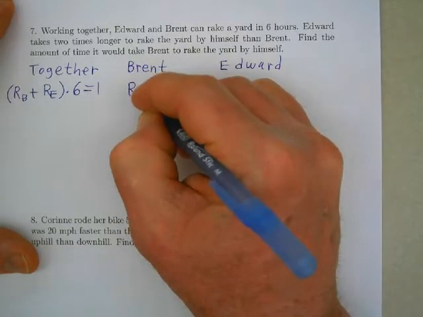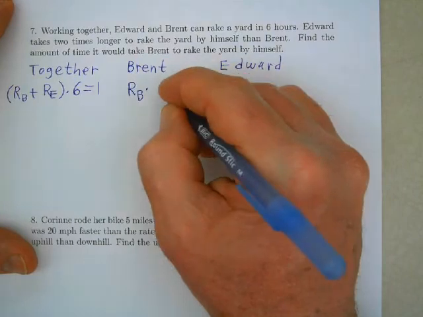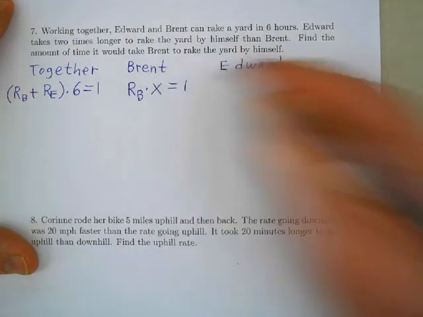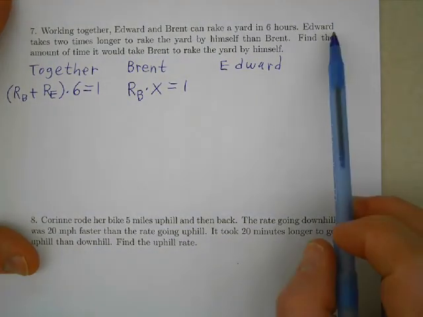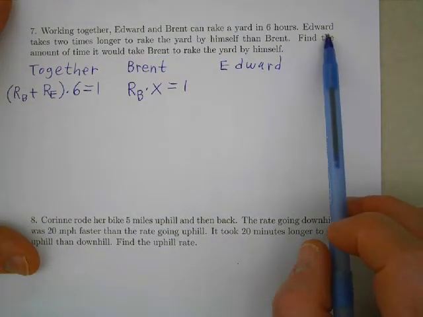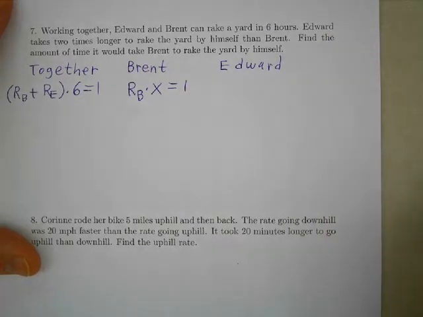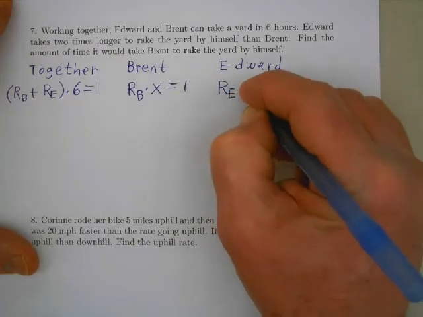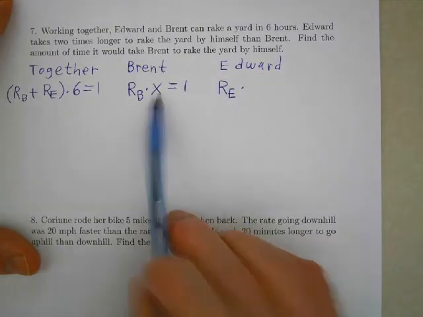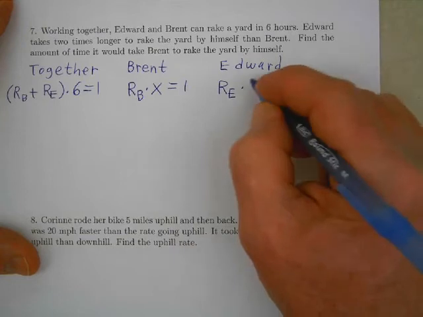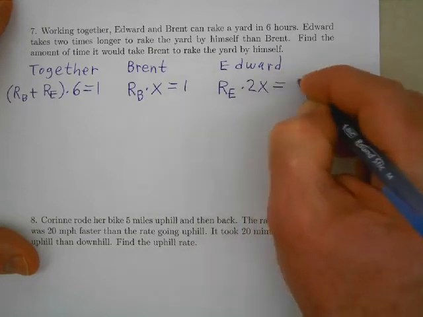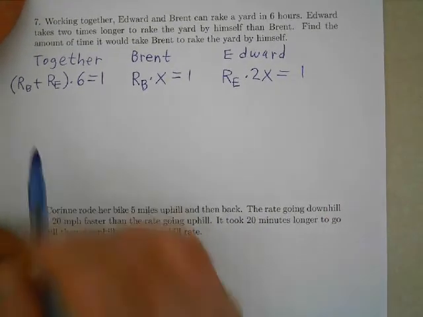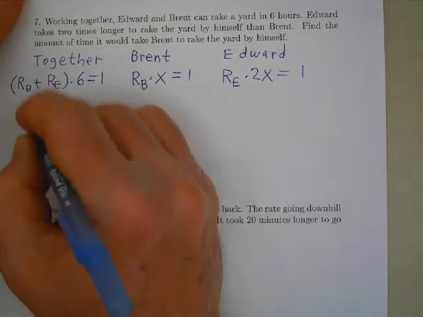So we'll write Brent's rate and then use x for the amount of time it takes him to rake 1 yard. And we're told in the second sentence that Edward takes 2 times longer to rake the yard by himself than Brent. So Edward works at a certain rate, and since Brent takes x hours, Edward takes 2 times that, so 2 times x, and then the product is 1.